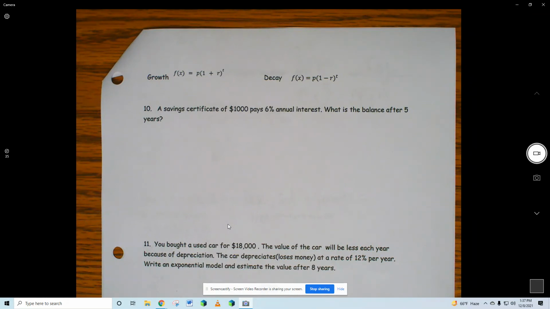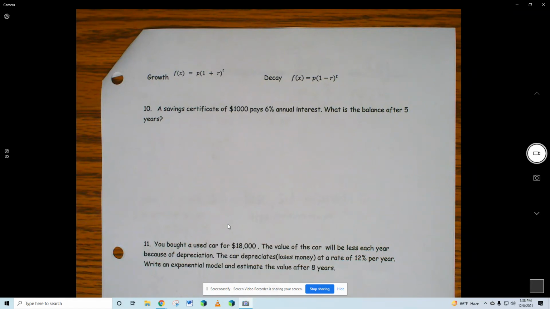So then decay. Decay would be people dying maybe, or a car value depreciating, or a stock price going down. So, growth and decay, you only know what something is based on reading the math problem.